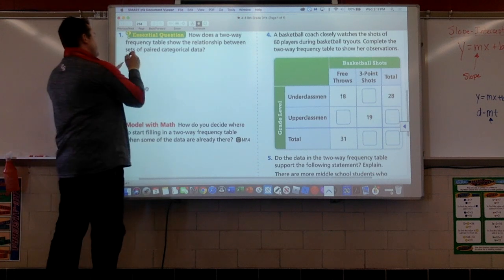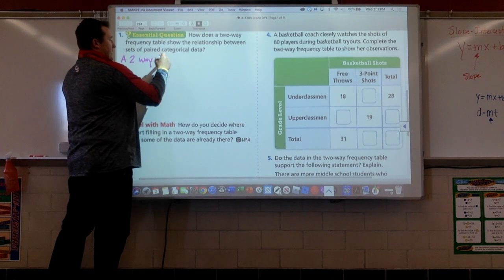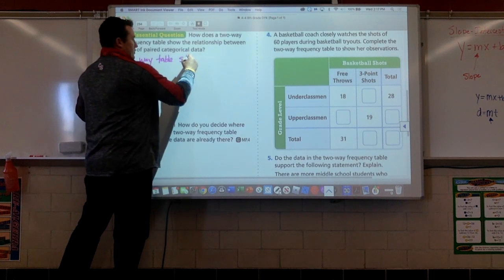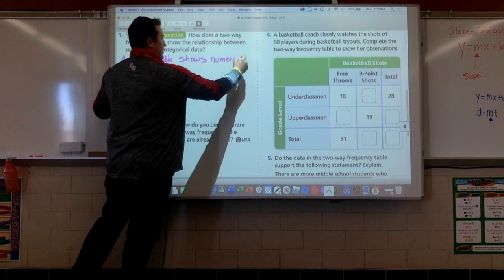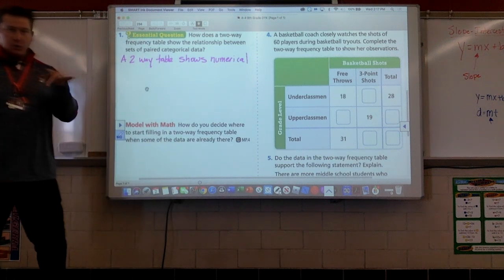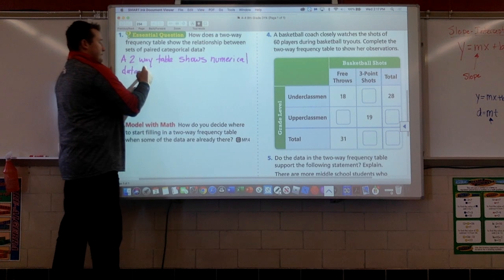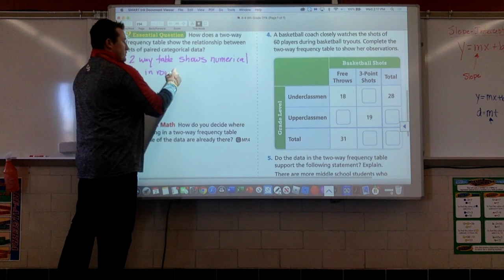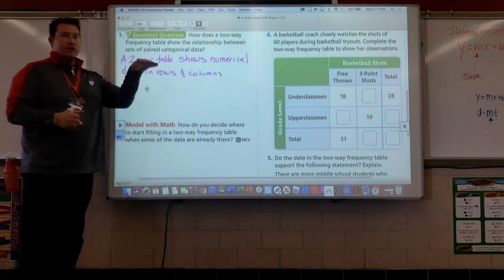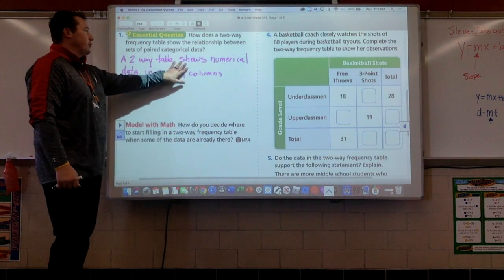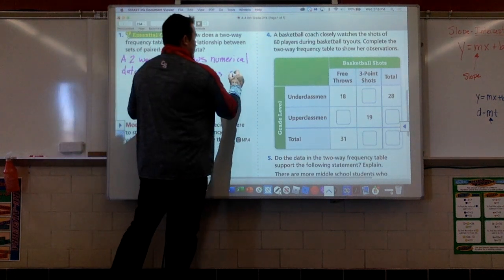Rows and columns. So we'll just say a two-way table shows, here comes a fancy word, numerical data in rows and columns. That's what it's made of. Rows go across, columns go up and down. So it will show me numerical, numbered data in rows and columns.